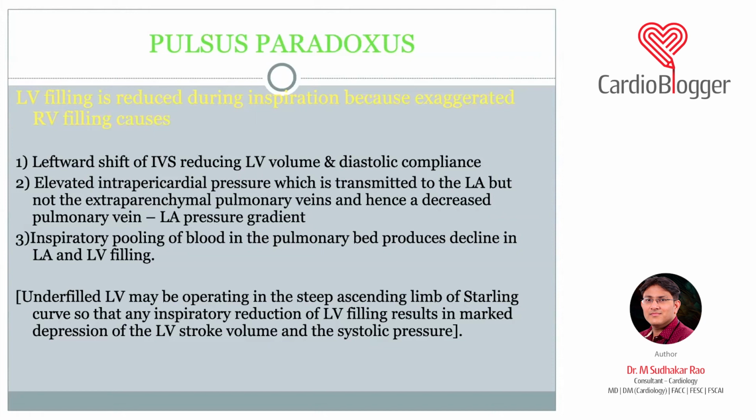I again repeat. In constrictive pericarditis, we know there is a constriction. So when the elevated intrapericardial pressure is there, it is transmitted to the pulmonary vein but not transmitted to the LA because it is an intrapericardial structure, and that is why the gradient from the pulmonary vein to the LA is decreased, and the blood doesn't go to the LV.